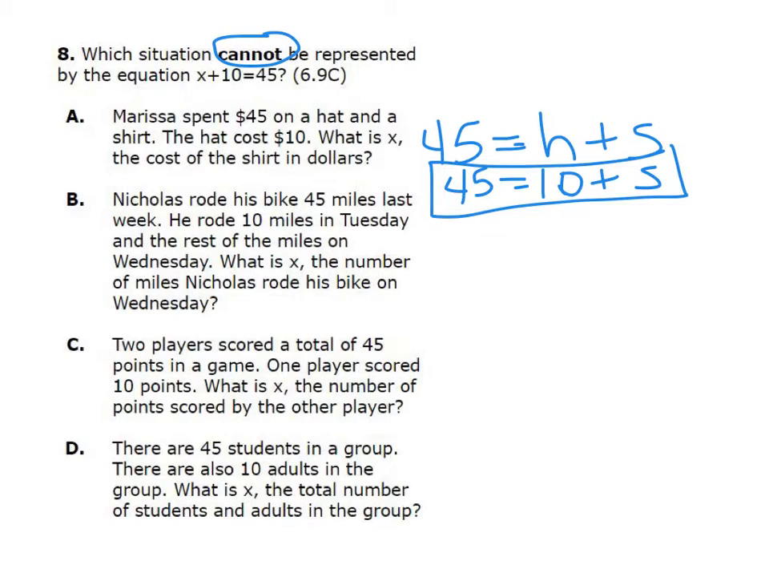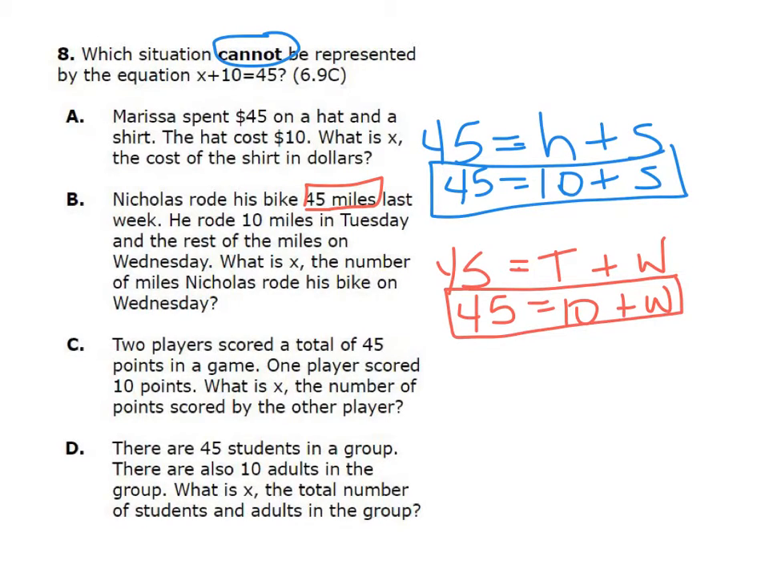So let's go ahead and look at the next one. The next one says, Nicholas rode his bike 45 miles last week. He rode 10 miles on Tuesday and the rest of the miles on Wednesday. What is x, the number of miles Nicholas rode his bike on Wednesday? So that's your total, 45 miles. And then they're telling you it's going to be Tuesday plus Wednesday. On Tuesday he rode 10 miles, so we want to know how many miles he rode on Wednesday. So that is my equation for my problem.